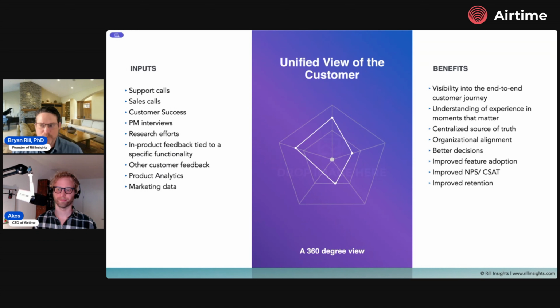You can have in-product feedback tied to specific functionality. And by the way, today we're going to talk about how to use Airtime to do that. You can gather other customer feedback through lots of different means. There's product analytics, which is looking at the behavior of using the product. And then, of course, you have data about the market, things like competitive intelligence. All of these tell you things about your existing and potential customers. And so the more you can synthesize them, the better.